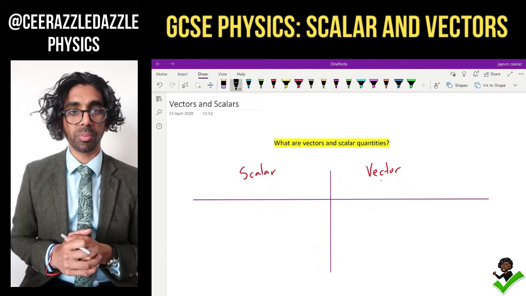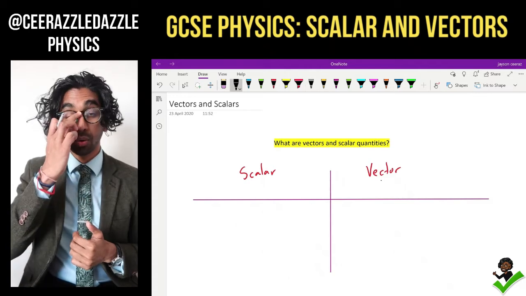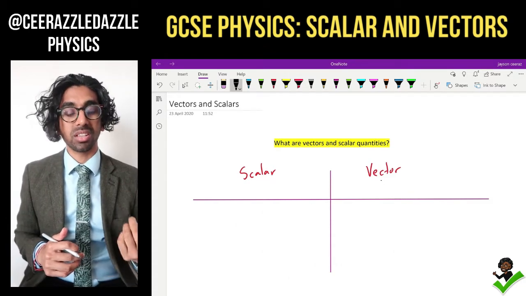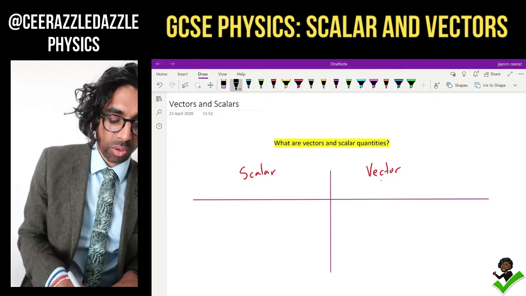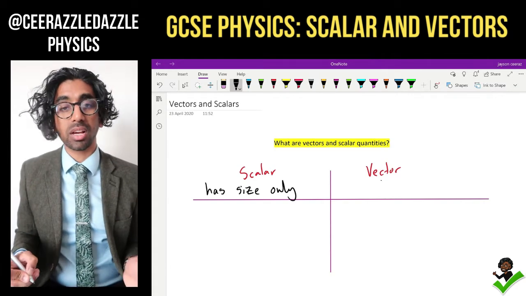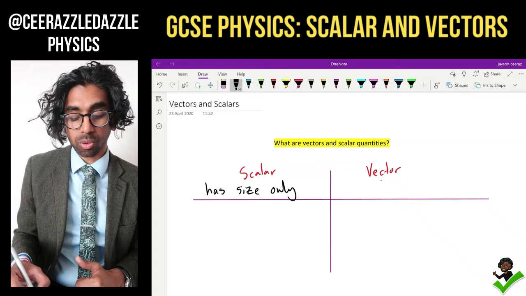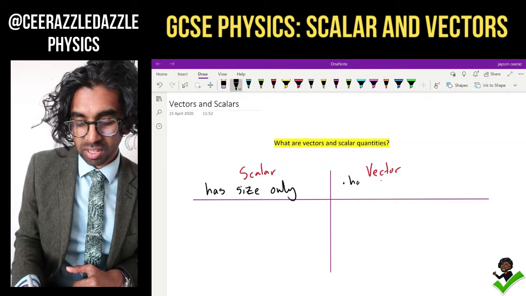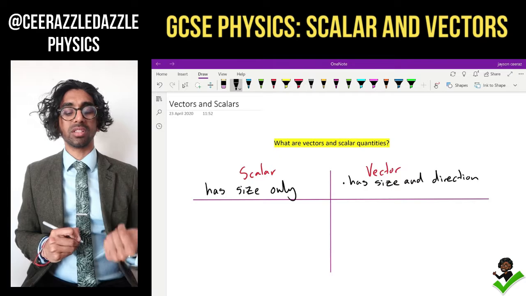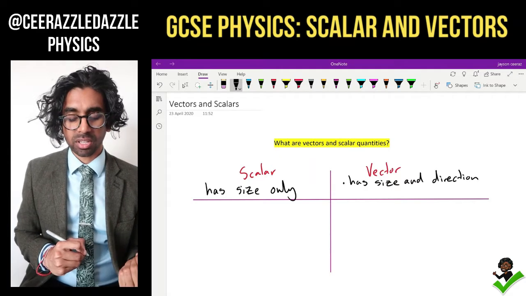In today's session we're going to be talking about scalar and vector quantities. So, what is a scalar quantity? It is a quantity which has size only. A vector quantity has size plus direction. So, a scalar quantity has size only, a vector quantity has size plus direction.